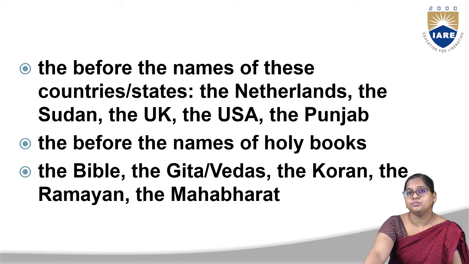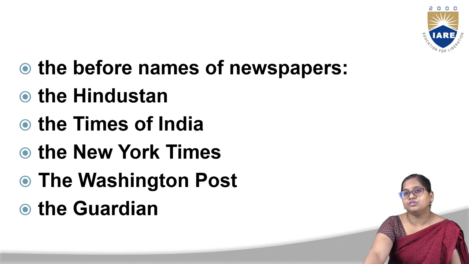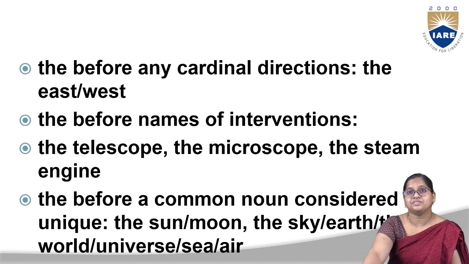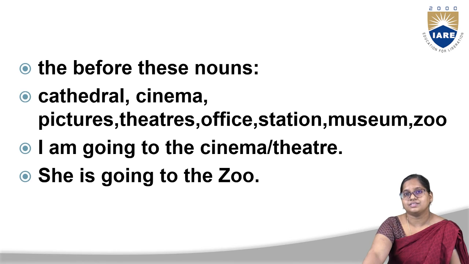And also before the holy books: the Bible, the Gita, the Quran. And before the names of some newspapers: the Hindu, the Times of India, the Washington Post. You can use the definite article before cardinal directions like the east, the west. Before inventions also, like the microscope, the telescope. Before nouns like the cathedral, the cinema. She's going to the zoo. She's going to the cinema.